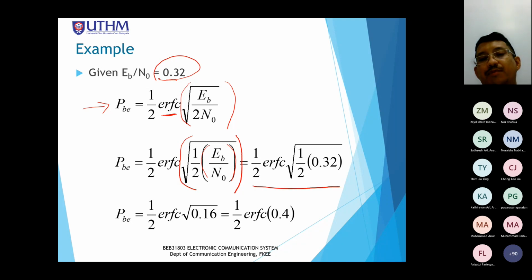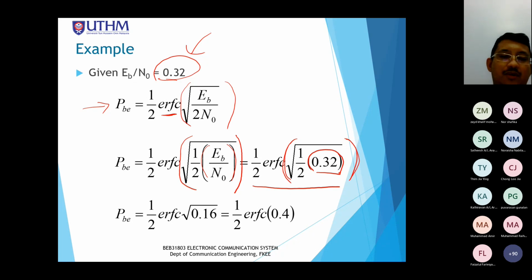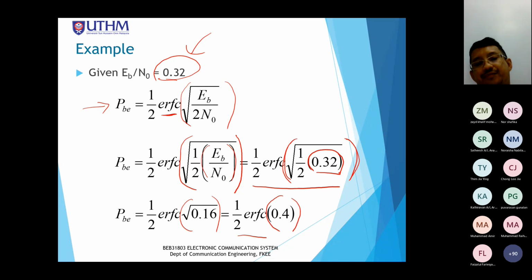Okay, 1 over 2 complementary error function, square root of 1 over 2, 0.32. 0.32 is given in the question. So you solve the parameters inside the bracket first, which is square root of 0.16. Therefore, we get 1 over 2 complementary error function of 0.4.